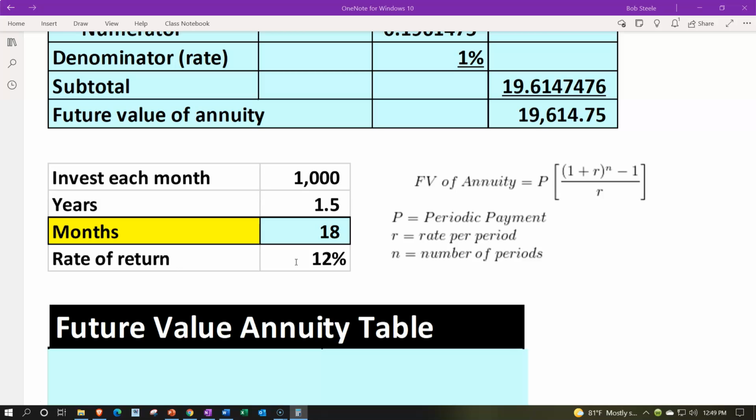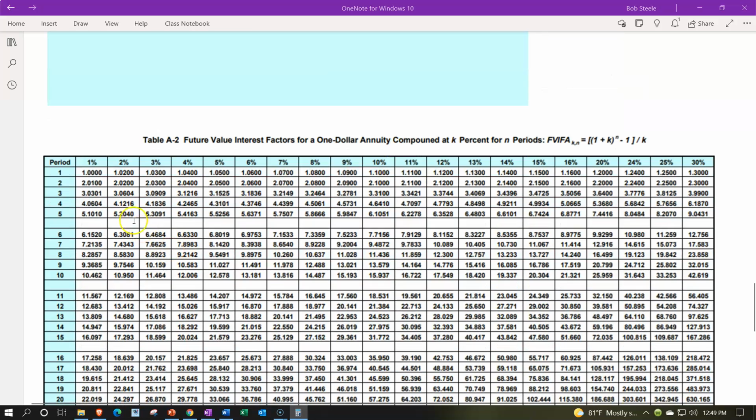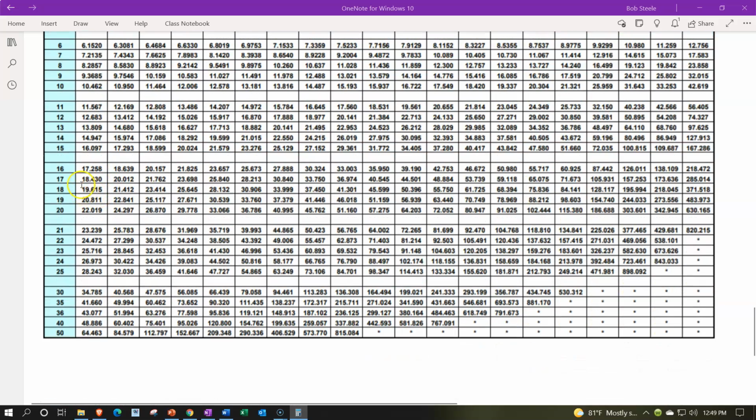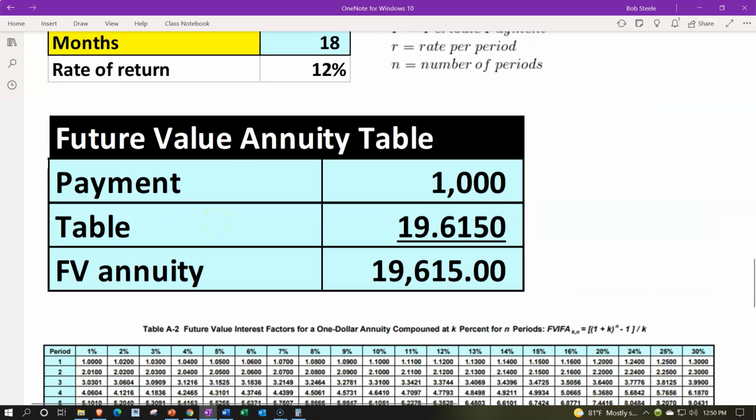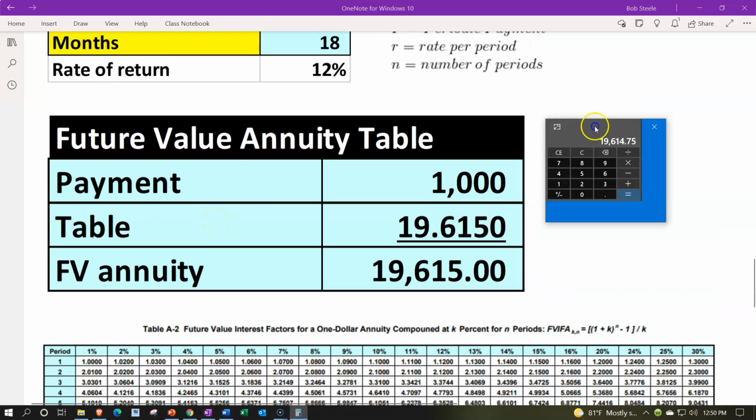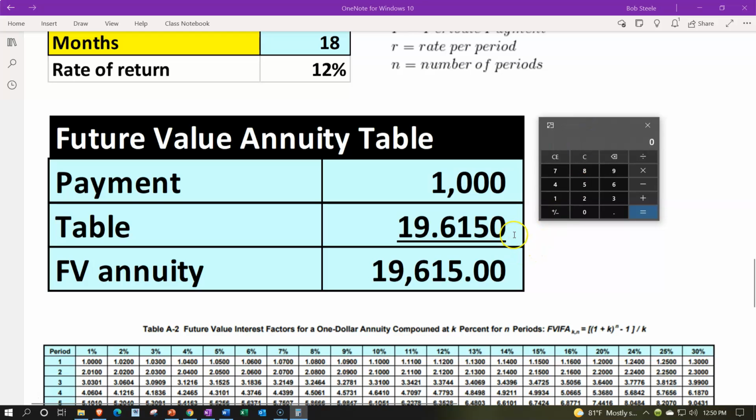So we get this from the table. We're going to say that it's 12 divided by 12, or 1%, and 18 months. So we've got 1%, 18 months. That's going to give us 19.615 right there. It's actually rounded to 3 digits, it looks like, even though I took it out to another decimal.